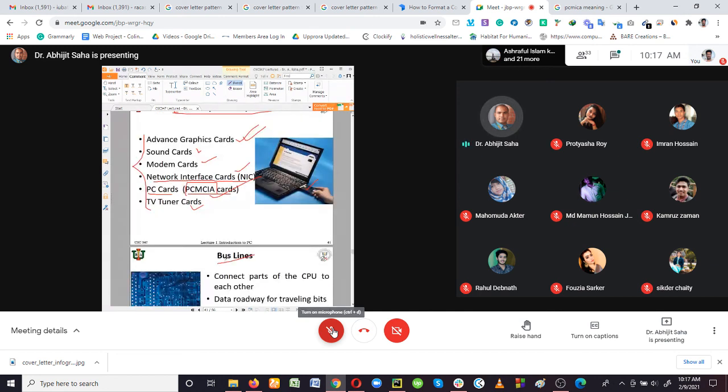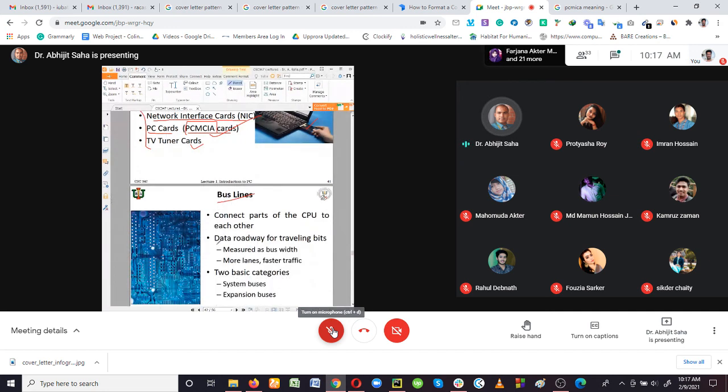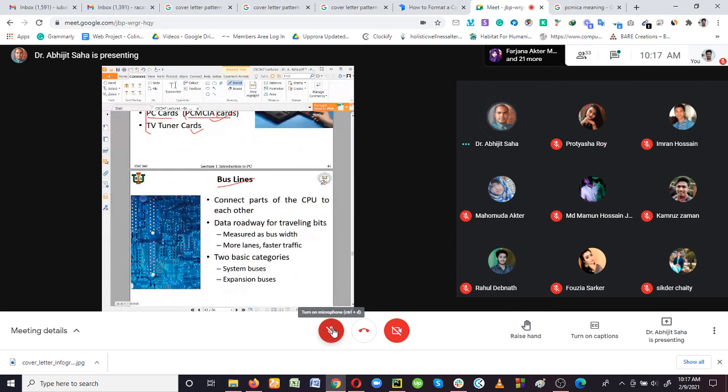Here we have already discussed the bus lines. We can see the different lines drawn on the board. With the bus lines, the CPU is able to reach the other components of the computer system, and the other components are able to reach the CPU. We have already said that the bus lines are known as the information path. It's like a lane, a data roadway for traveling bits, measured as the bus width, and more lanes mean faster traffic. So the bus width is going to be important.